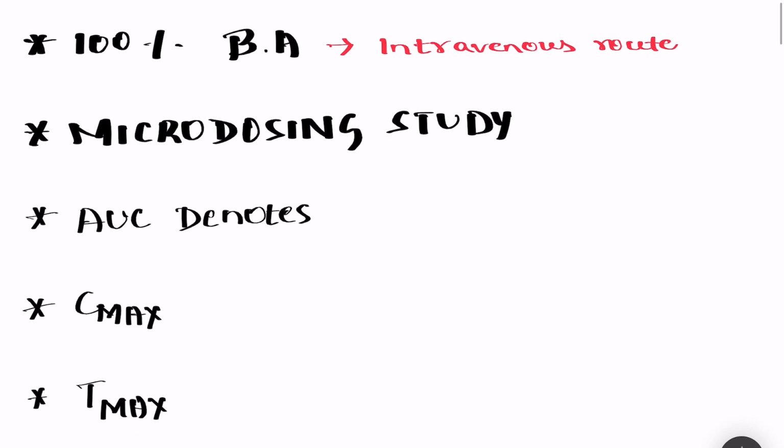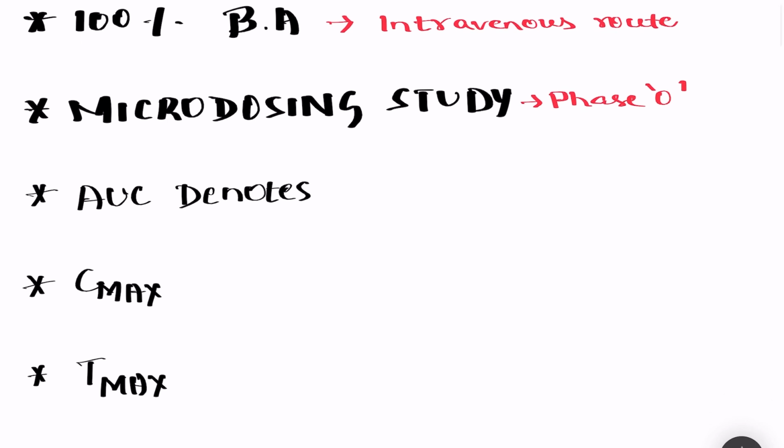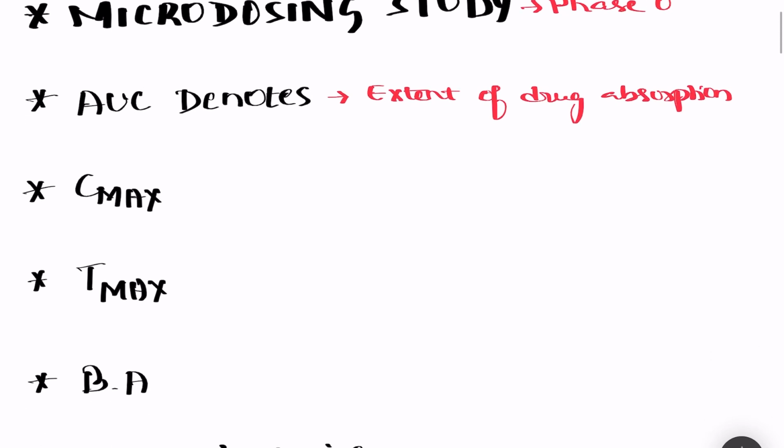So next is the microdosing study. Microdosing study refers to a phase 0 clinical trial. Please remember, it is the phase 0 clinical trial. So what does the area under the curve denote in the log dose response curve? Area under the curve denotes the extent of drug absorption. Please remember, it represents the extent of drug absorption.